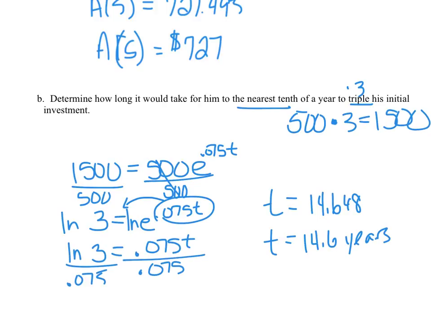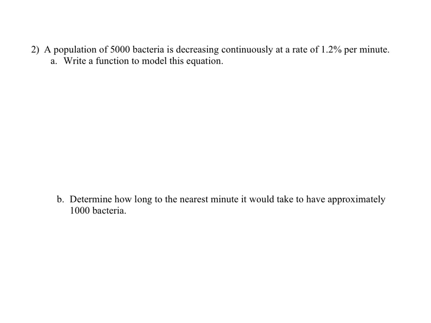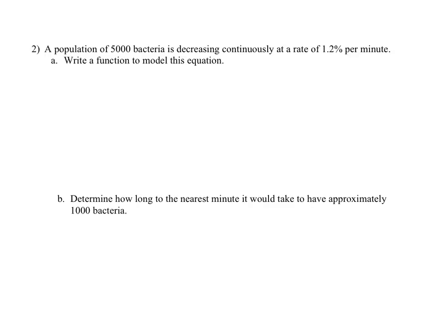Okay? Next. So this one shows a little decay. The population of a bacteria is decreasing continuously at a rate of 1.2%. Now, when we deal with population, it's quite often this PERT formula that we're going to use. So write a function to model this. If they say function, remember you do have to make sure you write it in function notation. This letter doesn't matter, but you do have to write it with the parentheses like it's a function.